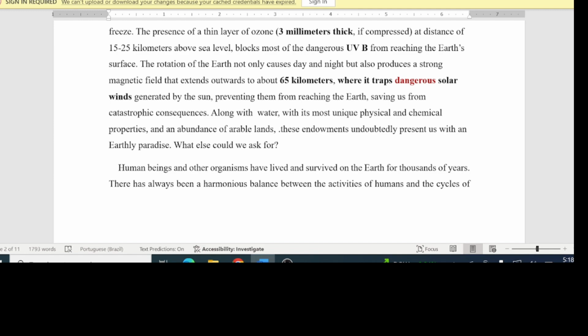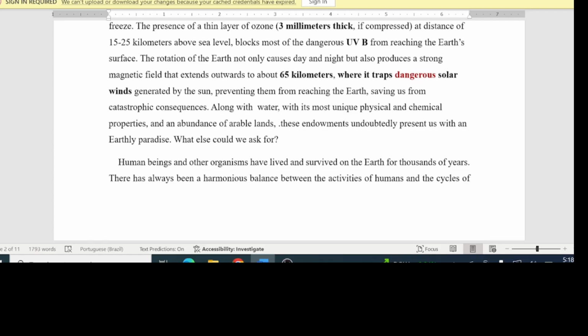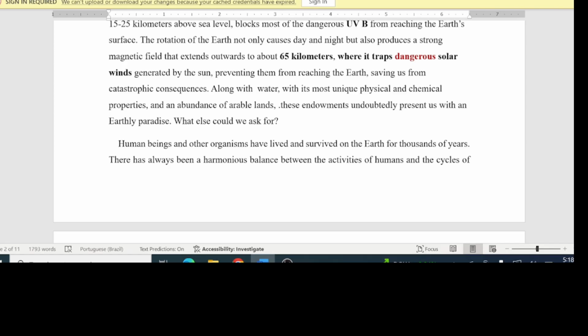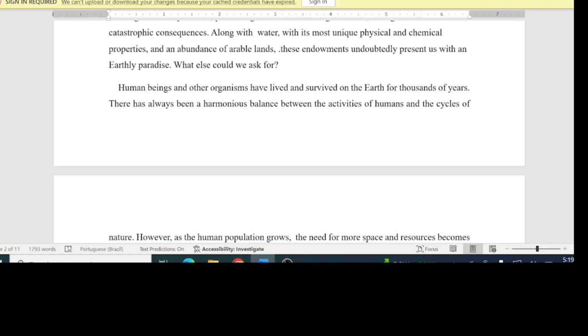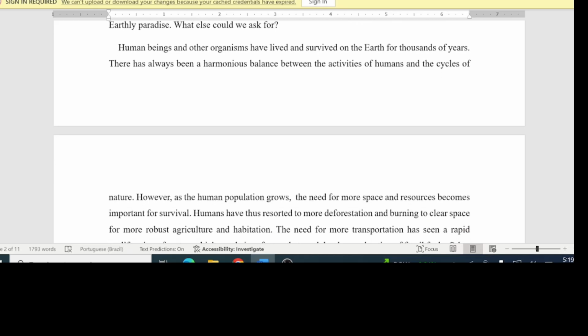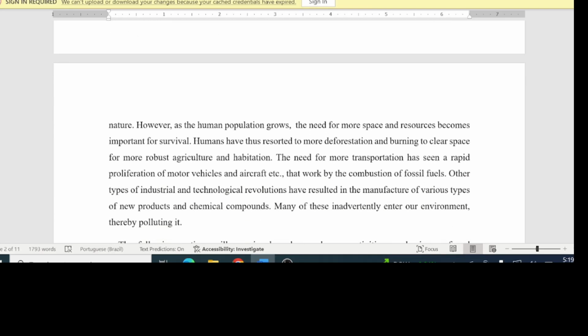Along with water, with its most unique physical and chemical properties, and an abundance of arable land, these endowments undoubtedly present us with an earthly paradise. What else could we ask for? Human beings and other organisms have lived and survived on the Earth for thousands of years. There's always been a harmonious balance between the activities of humans and the cycles of nature.